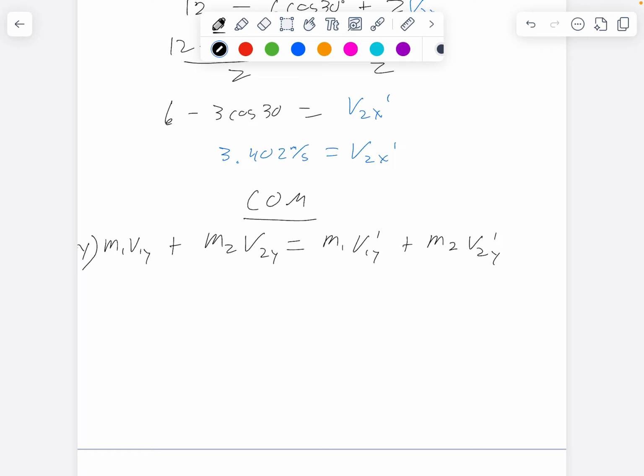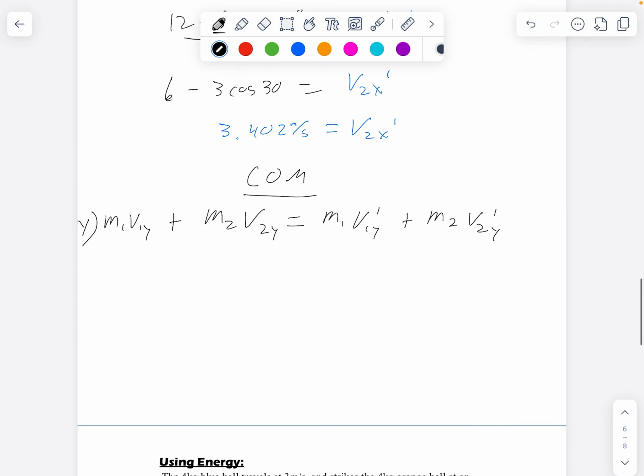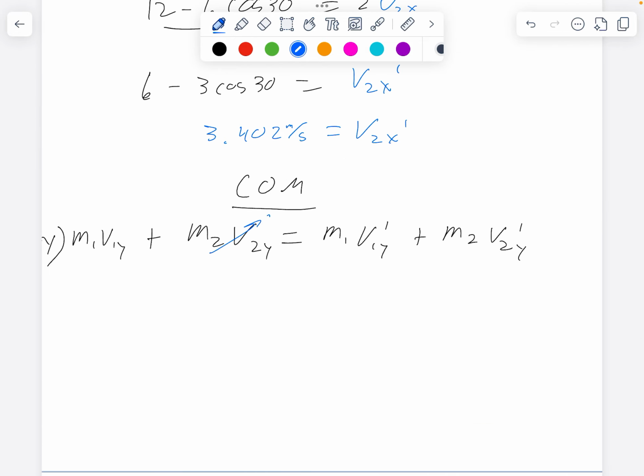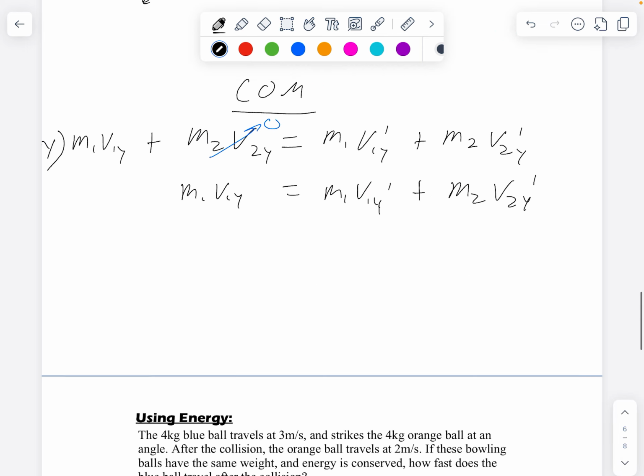All right, good news. The blue ball still isn't moving to begin with. All right, so no moving inertia or momentum. Okay, so kind of like before, I get this setup where m1 v1y is equal to m1 v1y prime, which just means after, plus m2 v2y prime. Okay. Even more good news, the red ball is moving sideways. And how much of sideways is up or down? None of it. So ball 1 doesn't have any moving inertia to begin with in the y direction.